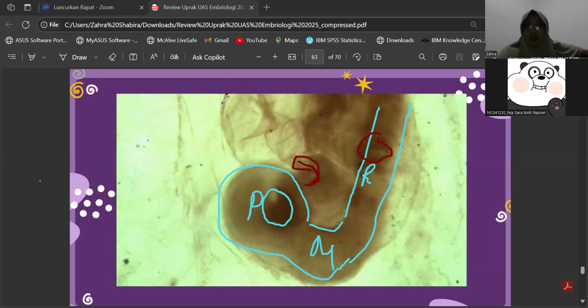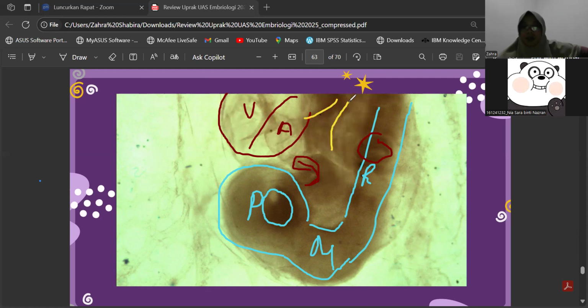Also, the heart has already developed atrium and ventricle. This is atrium, and this one is ventricle. There is another addition, like AIP. AIP is anterior intestinal portal. This one.